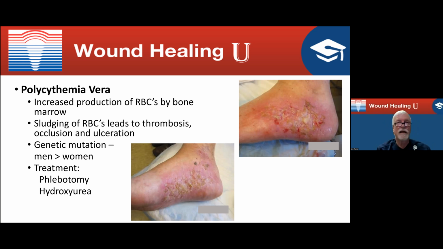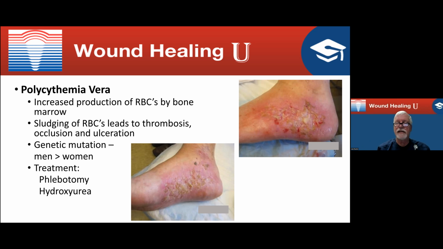Treatment is either phlebotomy, or what used to be called bloodletting, or hydroxyurea. So this is sort of a double-edged sword, because polycythemia vera in and of itself will cause skin ulceration, and then hydroxyurea, which is the treatment for polycythemia vera, is an inhibitor of wound healing.